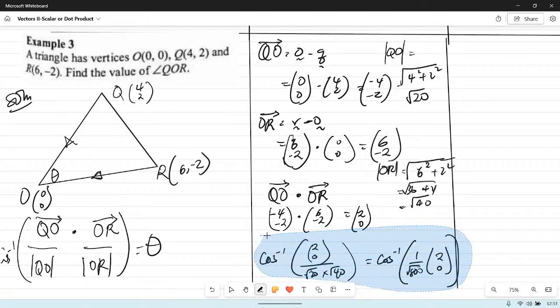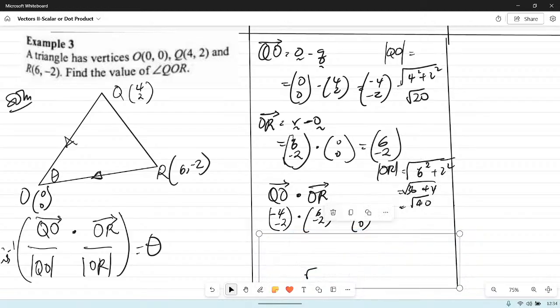Yeah, go and solve this homework. Let's solve it.